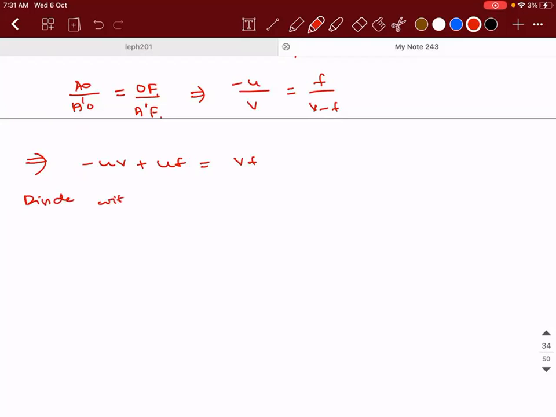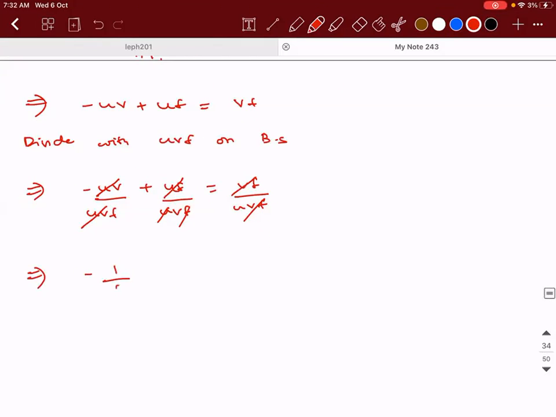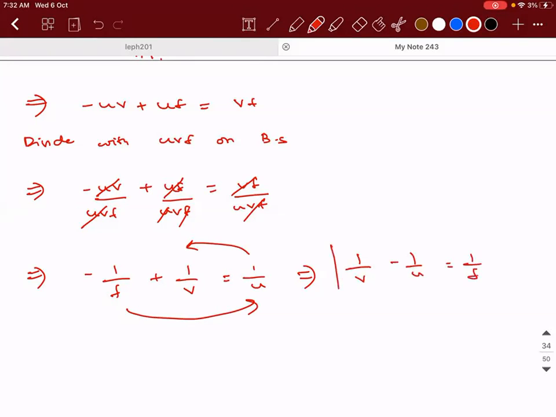Divide with UVF on both sides. What will you get? Minus UV plus UF is equal to VF divided by UVF. Right. UV will get cancelled. UF will get cancelled. VF will get cancelled, which implies minus 1 by F plus 1 by V is equal to 1 by U. Now, if I rearrange the equation, 1 by U I can bring this side, 1 by F to the other side. So 1 by V minus 1 by U will be equal to 1 by F.